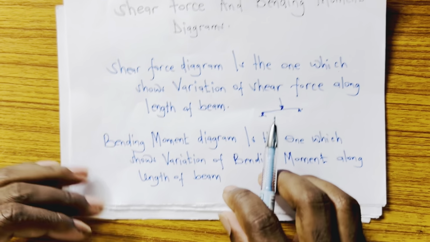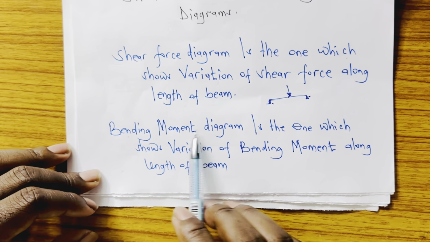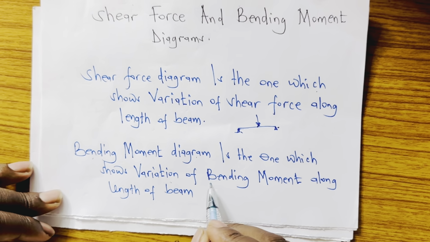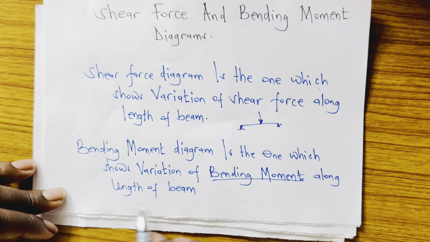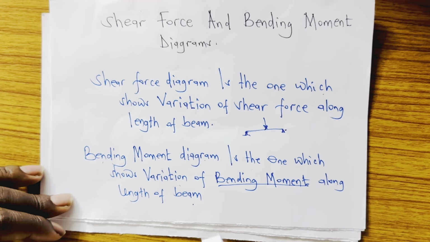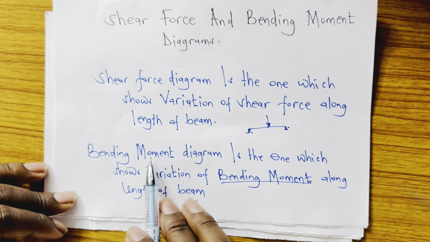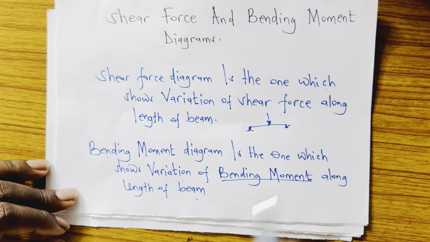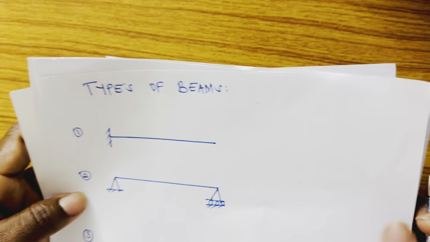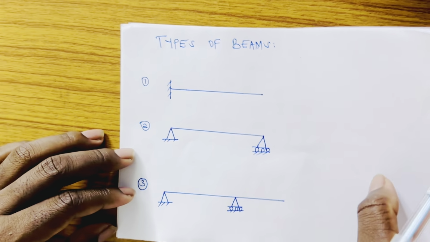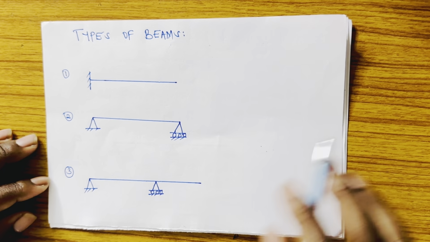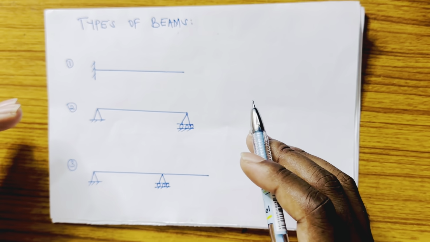The second thing is also the bending moment diagram. In the same way, it is the one which shows variation of bending moments along the length of the beam. So the variations in the bending moments along the length of the beam are shown in what we call the bending moment diagram. Let us continue to the next thing, and that probably is what we call types of beams, because we are saying variation of shear force and variation of bending moment along the length of the beams. What are the different types of beams that we have?